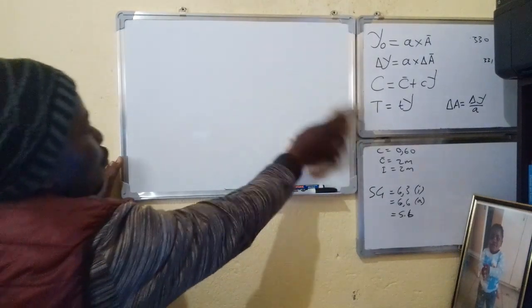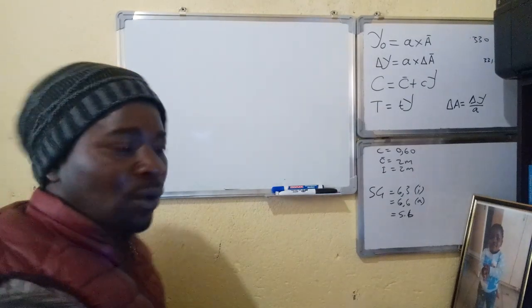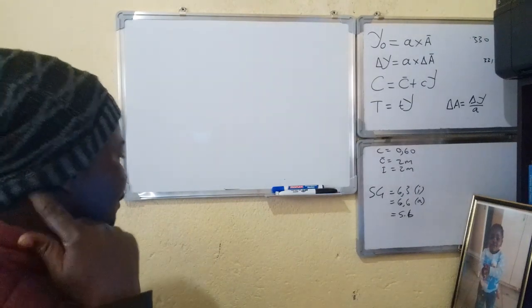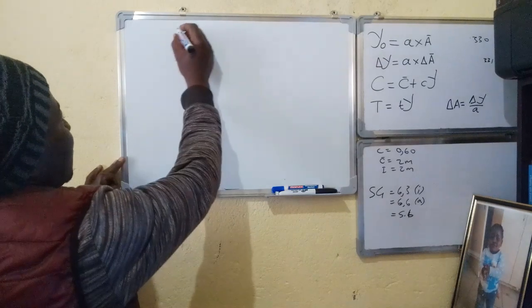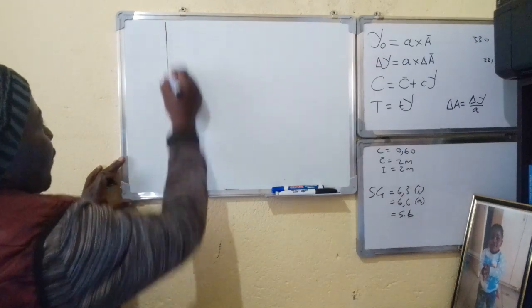I'm going to prefer to do this graphically first, and then we're going to do the calculations. Now, we have this Keynesian model called the 45-degree line.